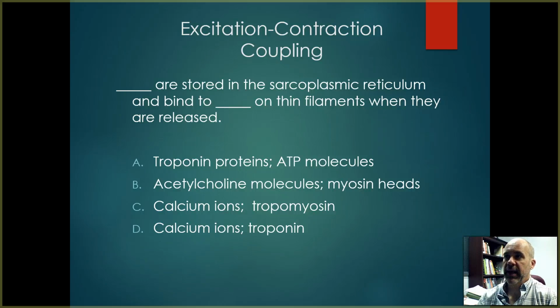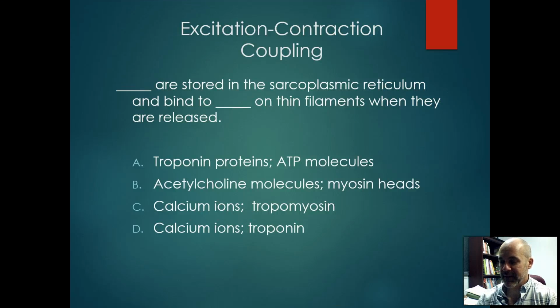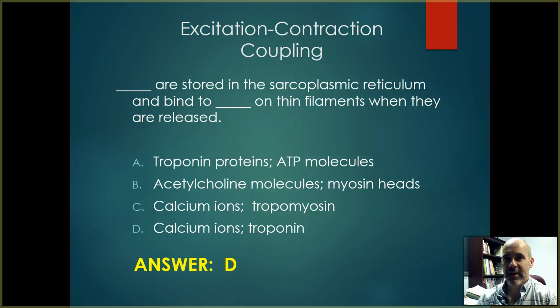All right, next question. Blank are stored in the sarcoplasmic reticulum. Okay, so let's just think about that one. What did we just talk about? What's stored in the sarcoplasmic reticulum? That's in the muscle fiber. Calcium ions. Hopefully you're thinking calcium ions. And those calcium ions then bind to what on thin filaments when they are released? Hopefully you're thinking troponin. Remember, calcium attaches to troponin, then troponin changes shape and it pulls the tropomyosin ribbon away from those binding sites that you have on your actins.